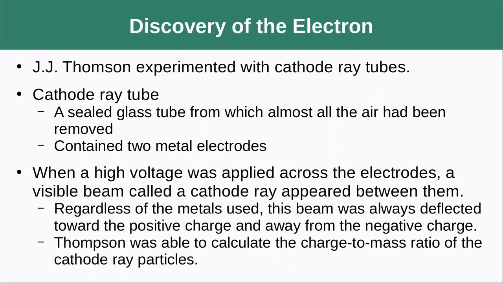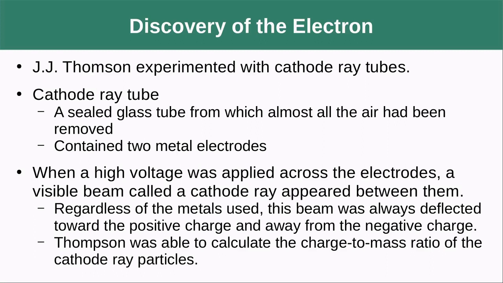These are sealed glass tubes where you remove all the air inside of them. They contain two metal electrodes which you charge with high voltage. When you do that, something called a cathode ray appears between the two electrodes. These were used widely in the past for CRT televisions, those old school televisions, where a cathode ray tube was used to focus the cathode ray onto the glass to make the image.